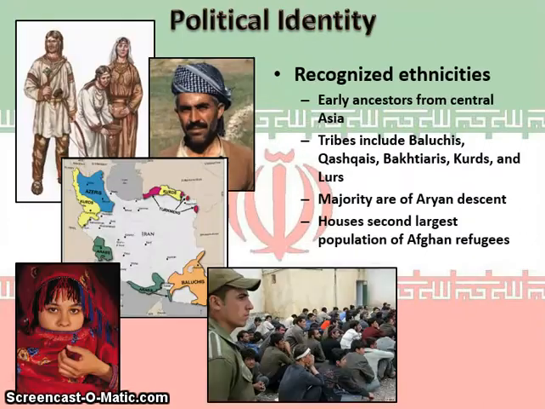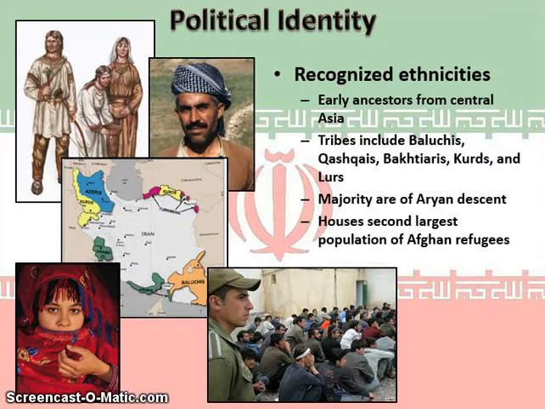So moving on to the political identity, there are several recognized ethnicities. The early ancestors, known as the Indo-Iranians, that are pictured in the top left corner, they came down from Central Asia, coming down south. Included is some of the list of minority tribes that are located in Iran. If you'll notice, the map here in the center kind of depicts those tribes on the outskirts of the state. The majority, again, is going to be of Aryan descent, so your Persians.